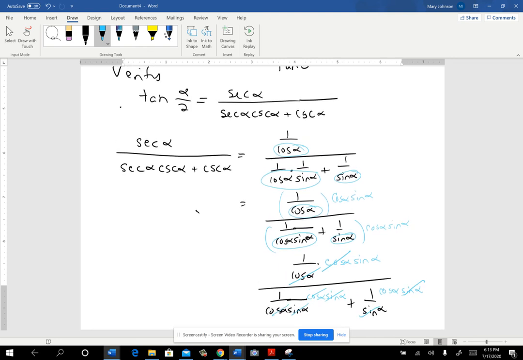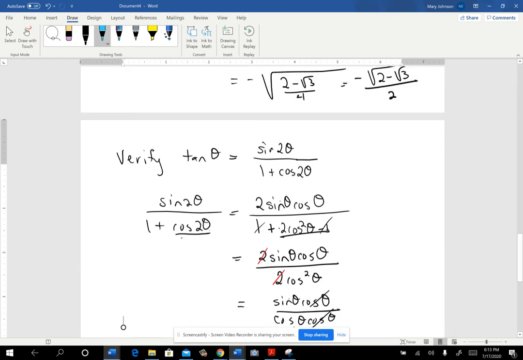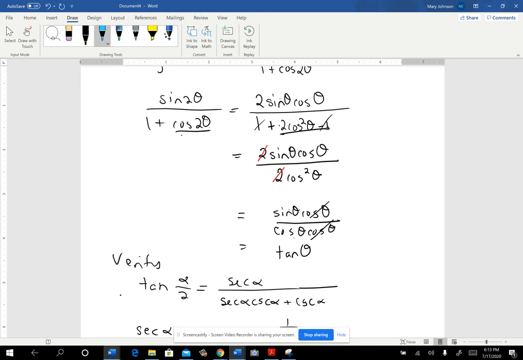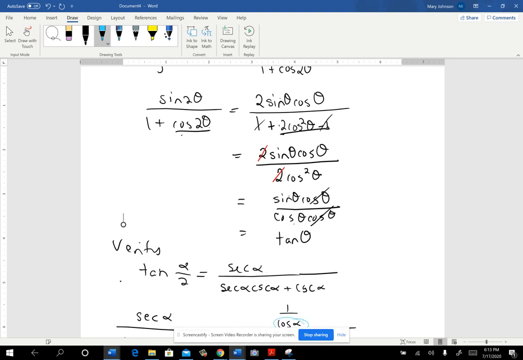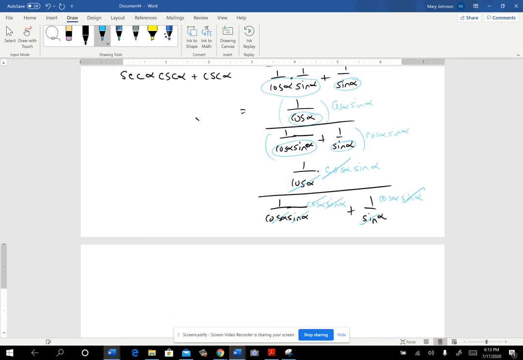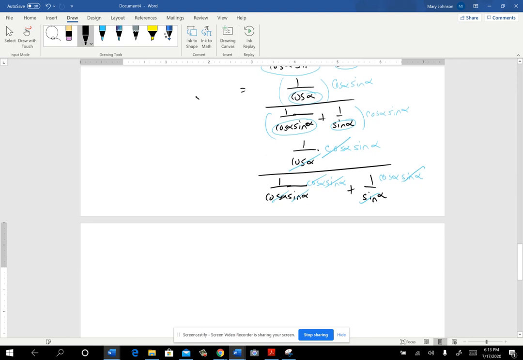Okay, so I need to get some more paper. Now we're just using a lot of little algebra skills to try to get this to turn into the tangent of alpha over 2.